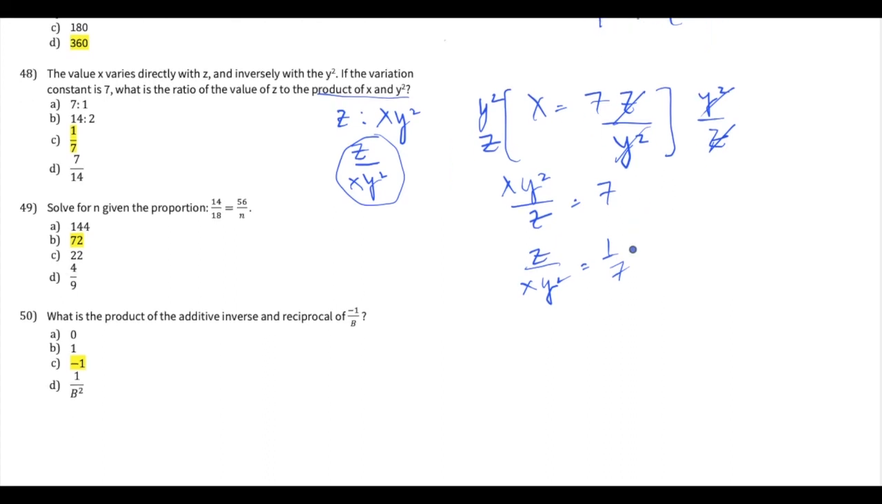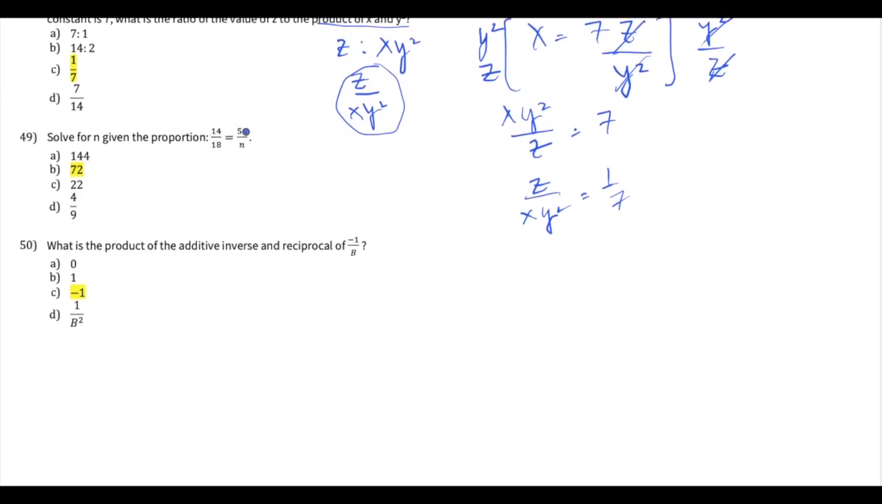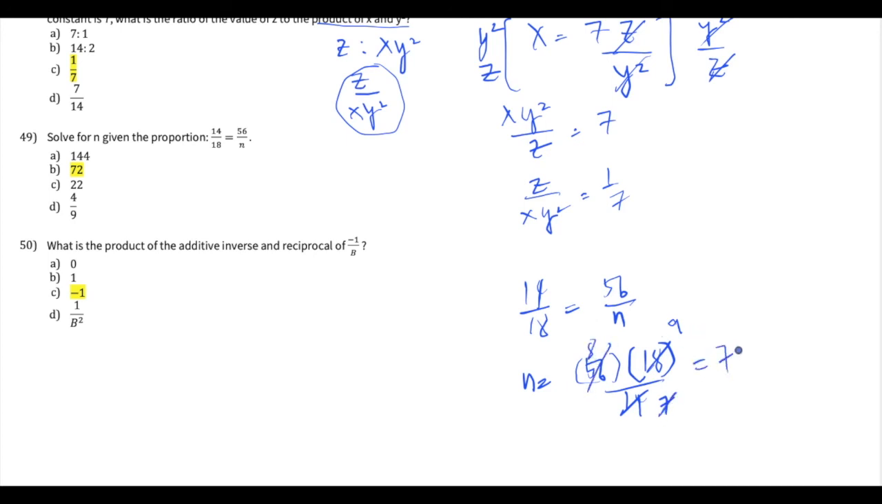Solve for n given the proportion. Okay, so 14 over 18 is equal to 56 over n. To get n, 56 times 18 over 14. Cancel yung mga pwedeng i-cancel. Divisible pareho by 2, 9, and 7. Divisible pareho by 7 is equal to 8. 8 times 9, that's equal to 72.